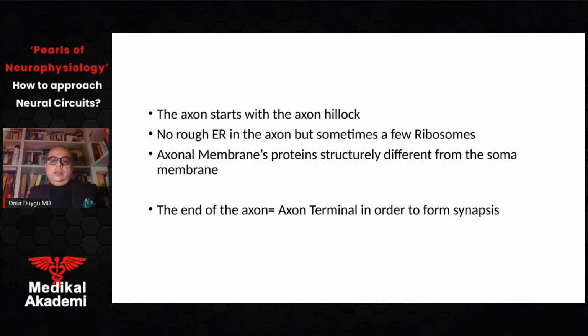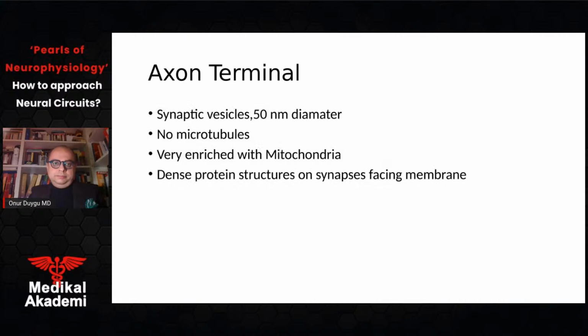The end of the axon goes through the axon terminal. How about the axon terminal? As I told you, axon terminal, but what is the axon terminal? It includes synaptic vesicles of 50 nanometer diameters, but there's no microtubule structure in it. But it's very enriched with mitochondria.